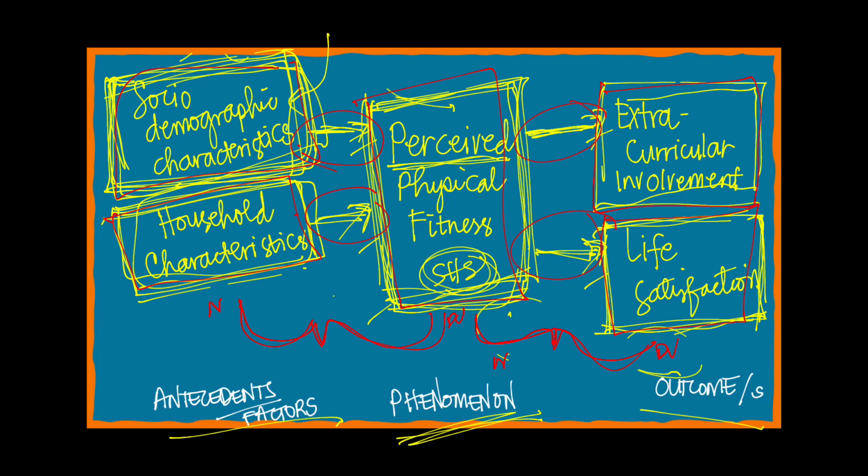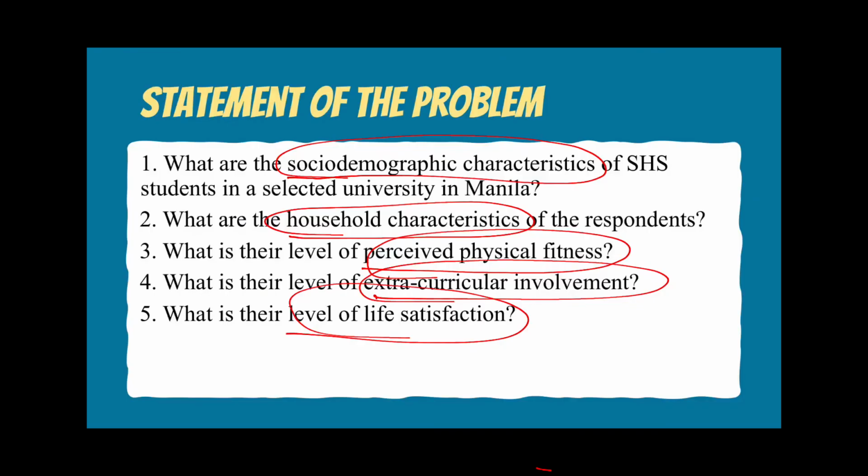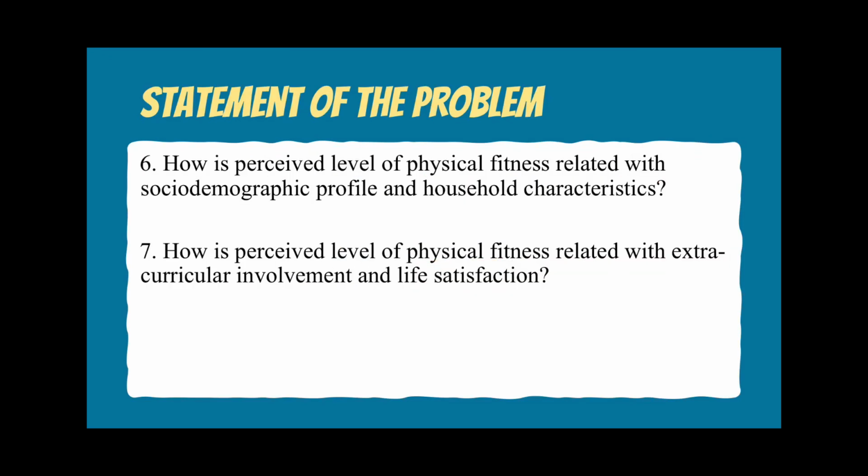In our statement of the problem, after the first 5 questions where we ask the value of each variable in the study. So this is the first 5, the first analytic components, the descriptives, and then we go to the inferentials or the test for the relationships. As you can see, we have to look first at the antecedent or factors, right? And then after that, the phenomenon, the main phenomenon. So you can see here, how is the perceived level of physical fitness related to socio-demographic and household characteristics? We put them together because they are the antecedents or the factors to our main phenomenon.